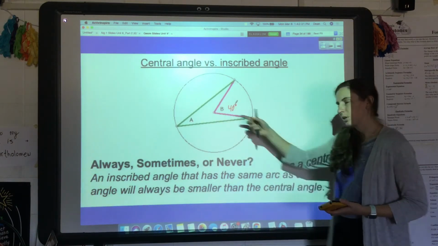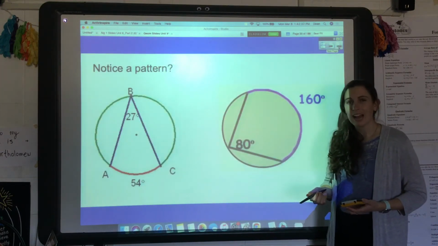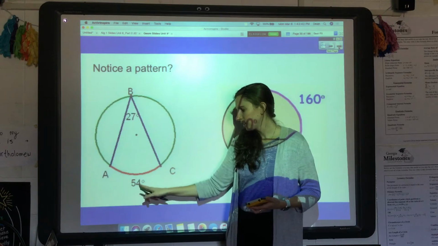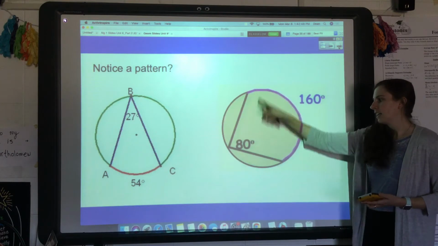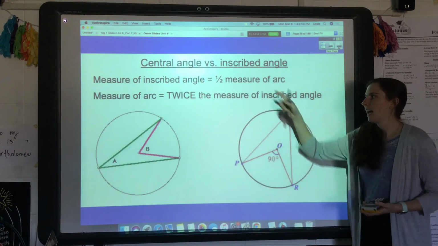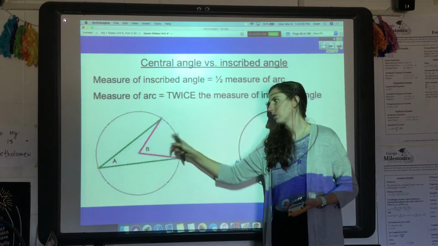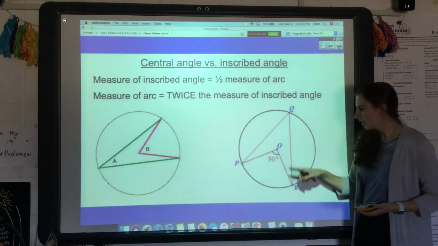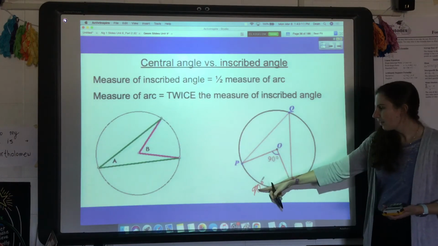So it turns out, and you could get a protractor and measure if you wanted, it's always exactly half. Notice this arc here is 54 degrees, and that's 27. This arc here is 160, that's 80. So the inscribed angle is always half the measure of the arc, which means it's also half the central angle, because the central angle and the arc are the same. This is always half of this. Same thing here. If this is 90, then the arc is 90, which means half of that would be 45.